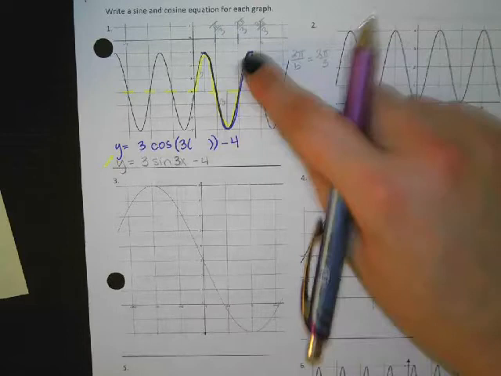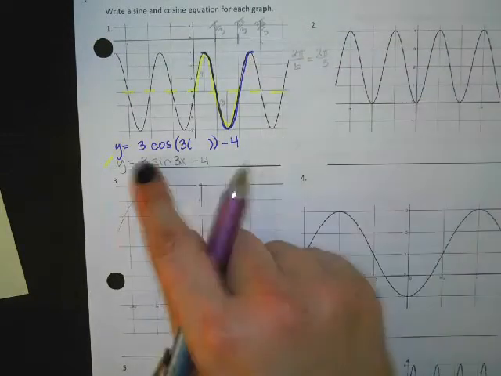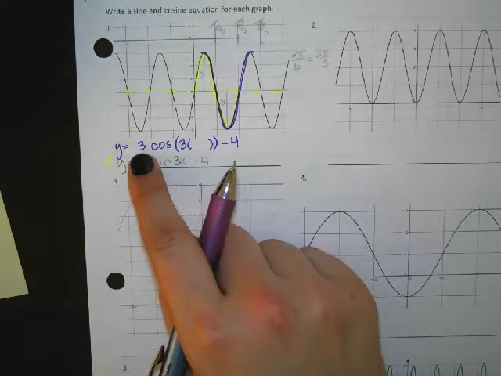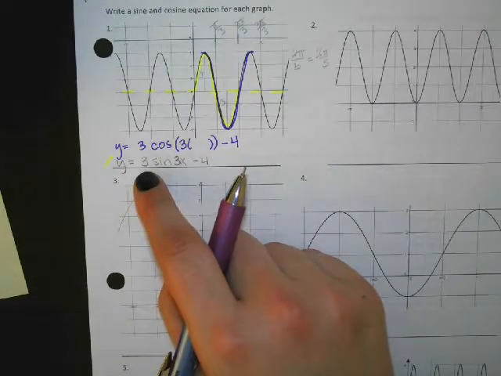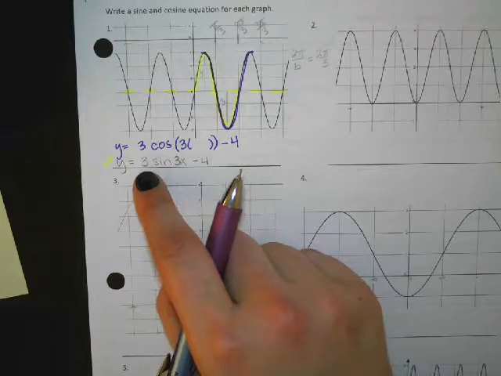My cosine graph happens to be positive, which is the only reason that this 3 stayed positive. The signs on these two won't necessarily match up every single time. It depends on how you do the problem. Does that make sense so far?